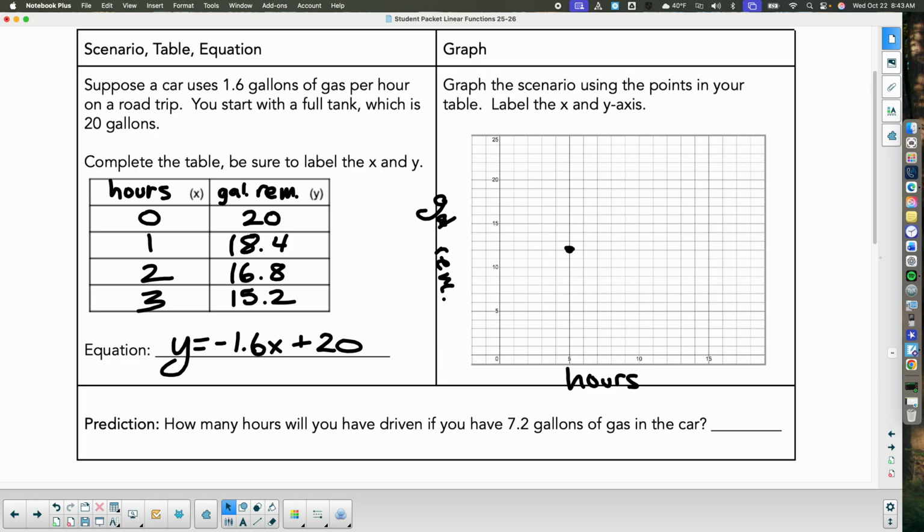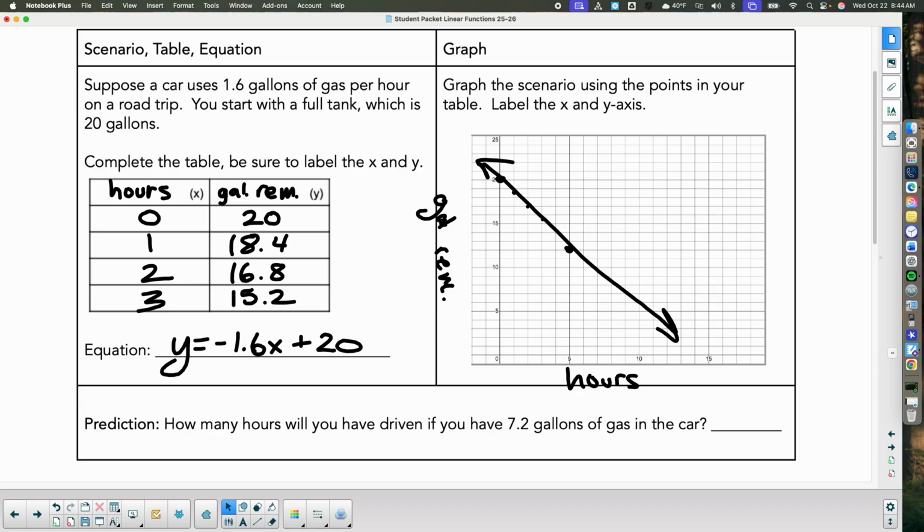The table, yep, perfect. 0, 20, 1, 18.4, 2, 16.8, 3, 15.2, and then I can make a terrible line. If you guys have 2 pencils or something, or a folder, you can make a nice line with that.